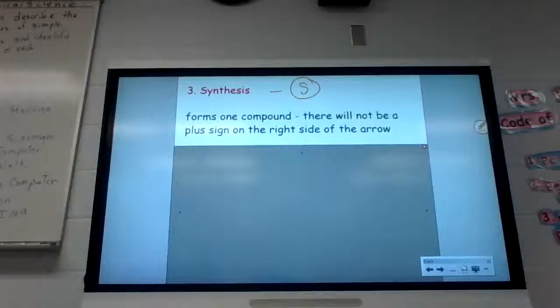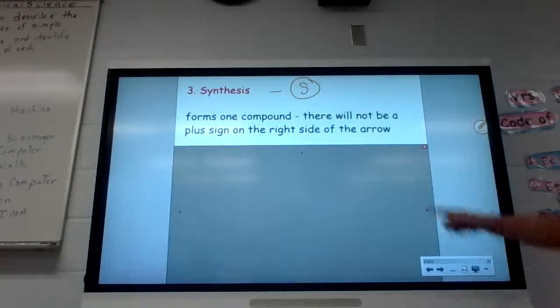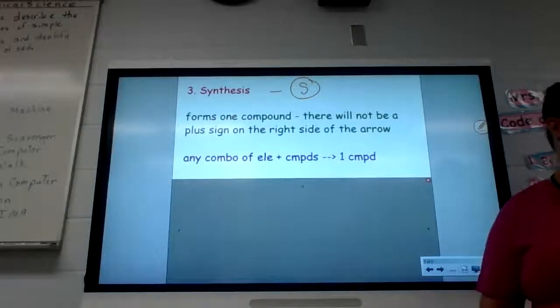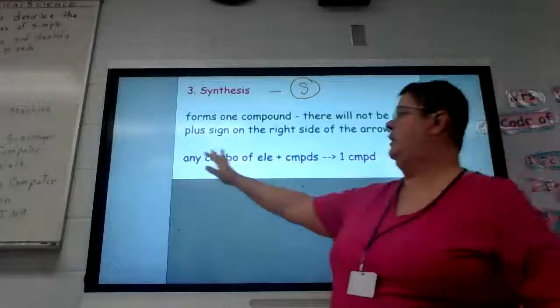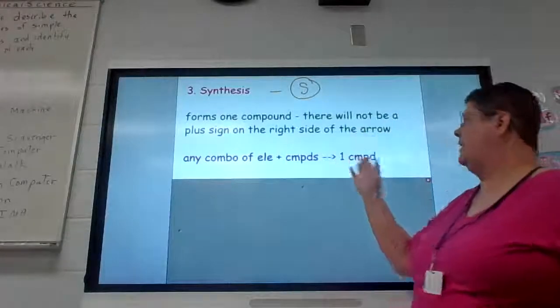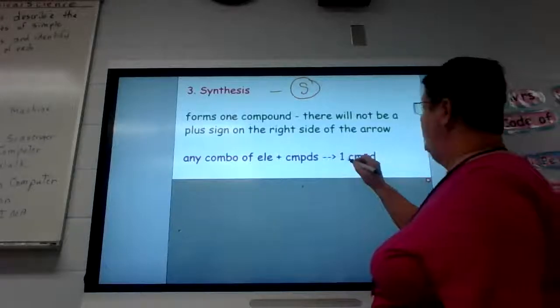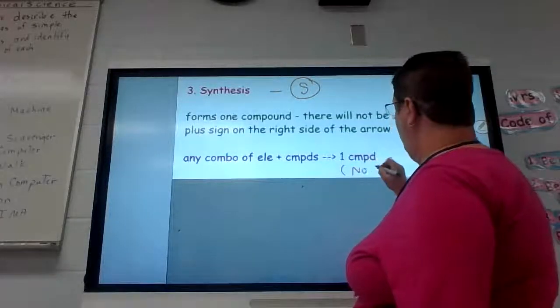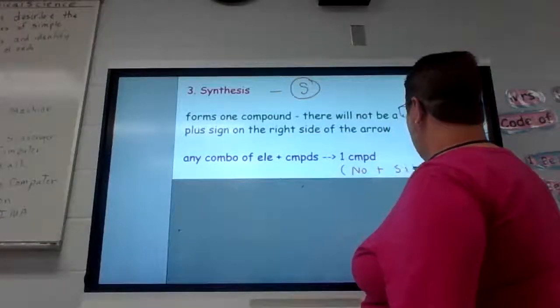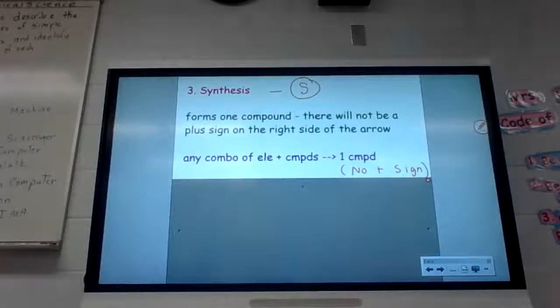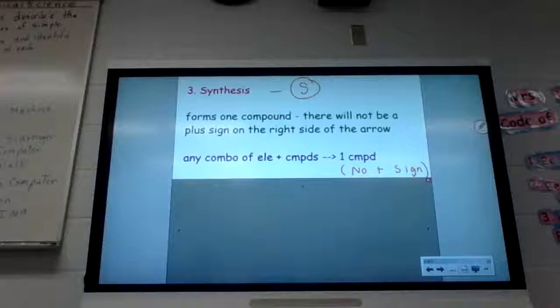So, this one can have any combination of elements and compounds on the left. It doesn't matter what's on the left side, but on the right side, there's only one compound, okay? And again, there's no plus sign over here, okay? There's no plus sign right there.